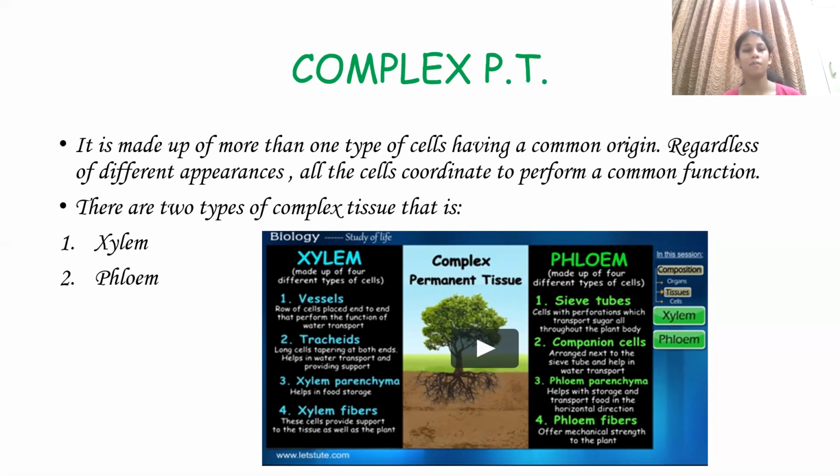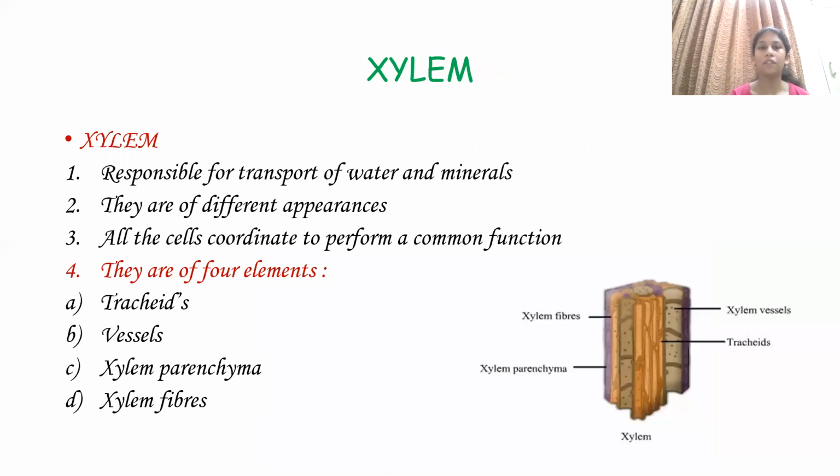This complex permanent tissue is again classified into two types, that is xylem and phloem. Coming to xylem, you can see the picture of xylem here. This xylem is responsible for transport of water as well as minerals. So its main function is transport of water and minerals. The cells are of different appearances. All the cells coordinate to perform a common function.